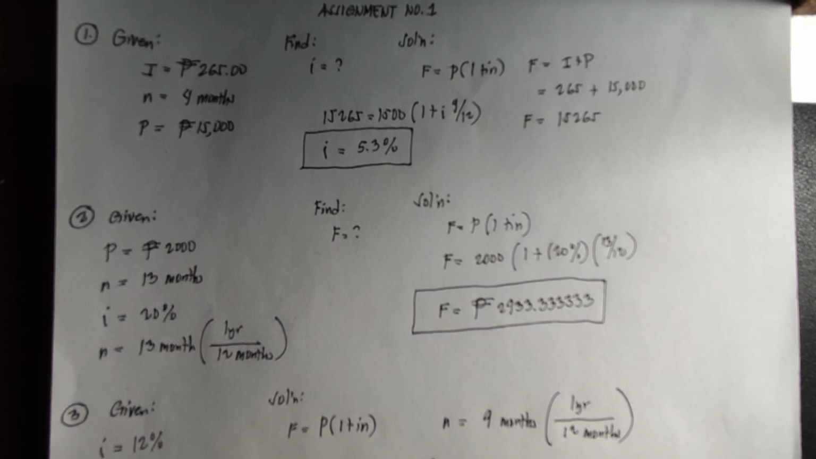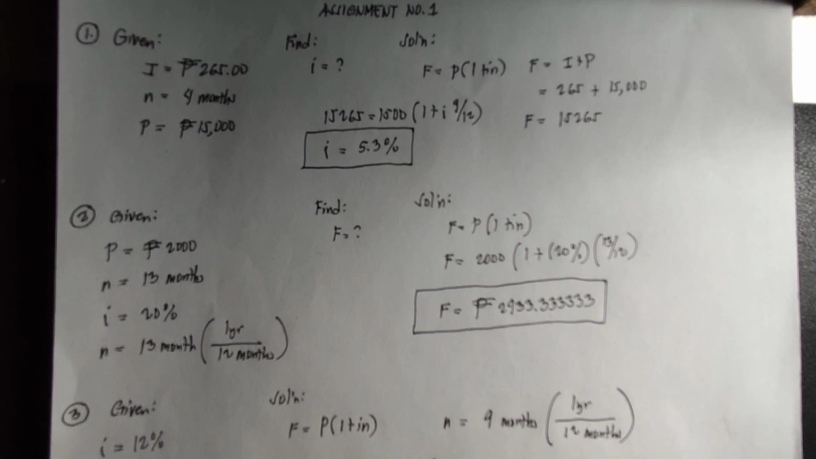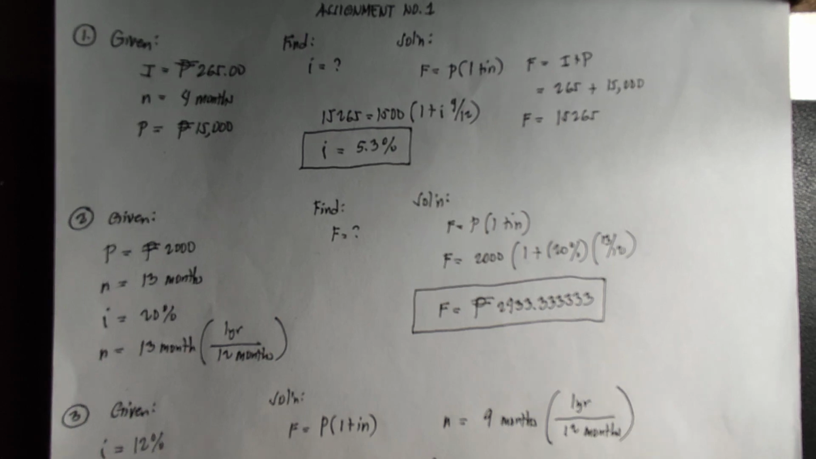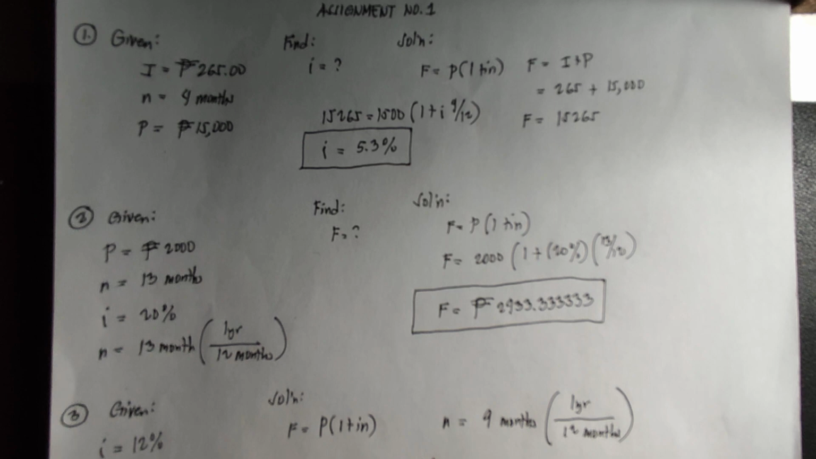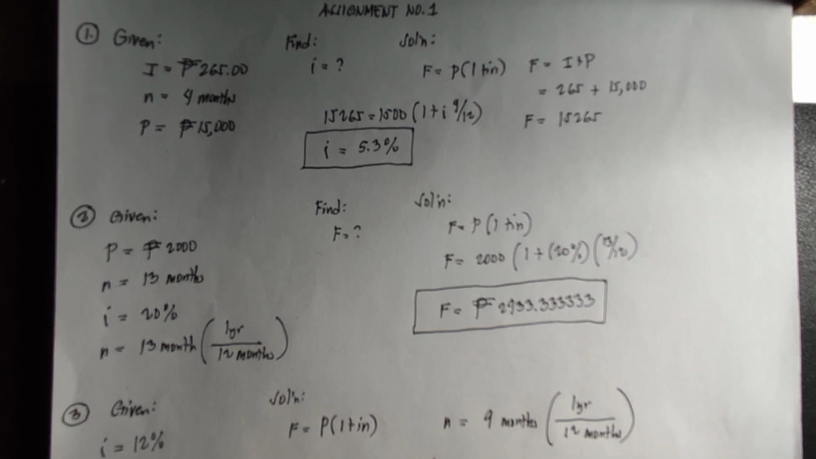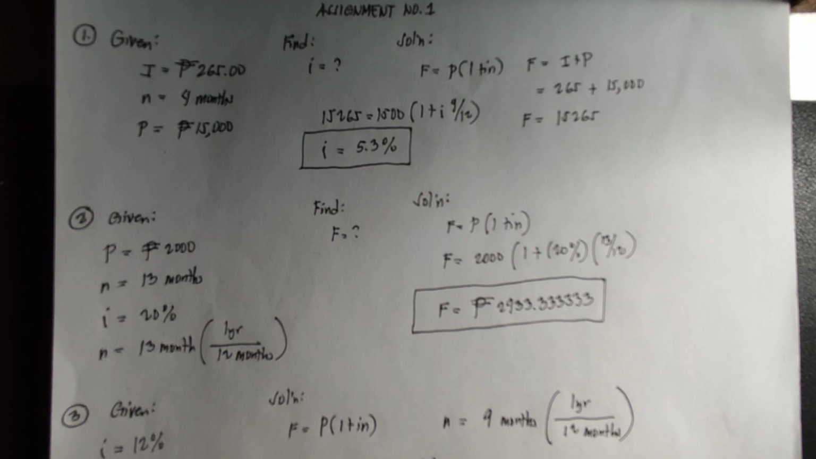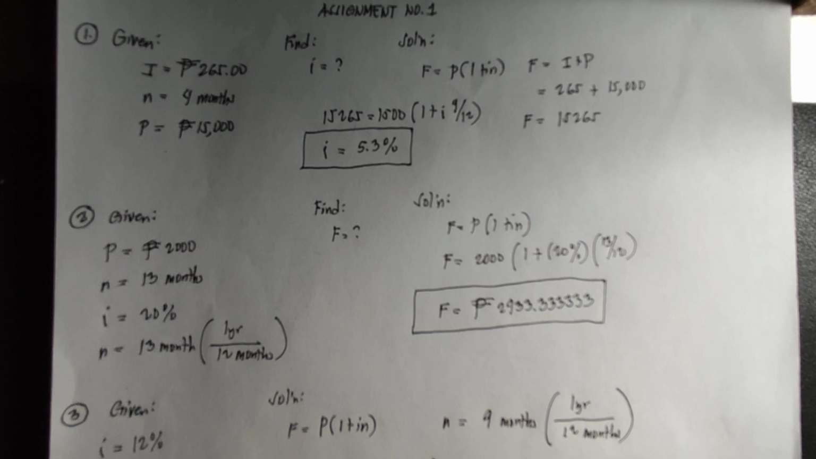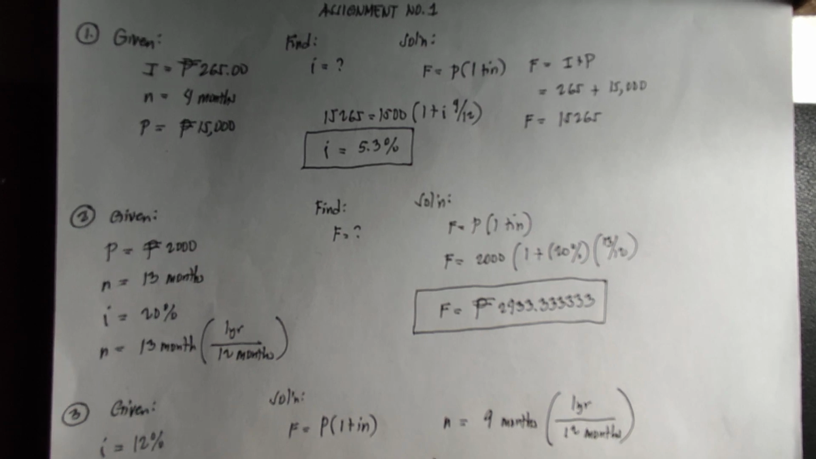the future amount. So we will use the future amount formula, which is F is equal to P multiplied to the quantity of 1 plus in. Then let's substitute the given values. F is equal to 2,000 multiplied to the quantity of 1 plus 20% times 13/12. So to calculate that, we will get our future amount will be 2,433.33 pesos.